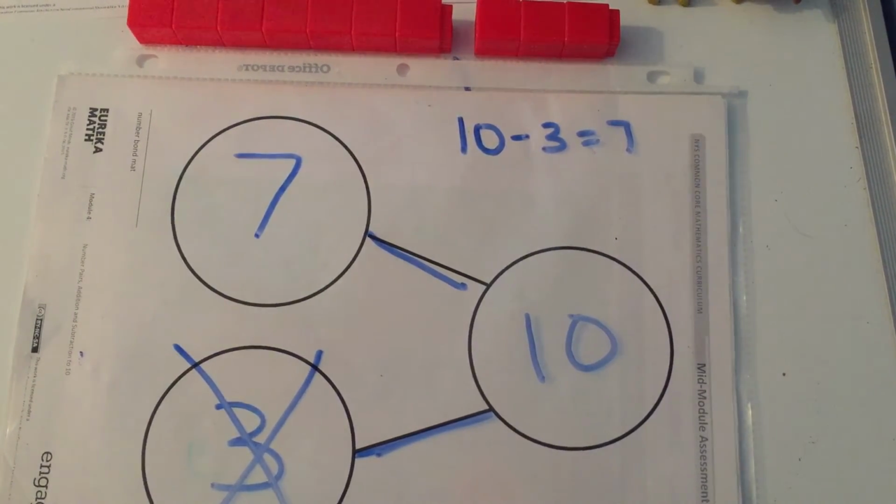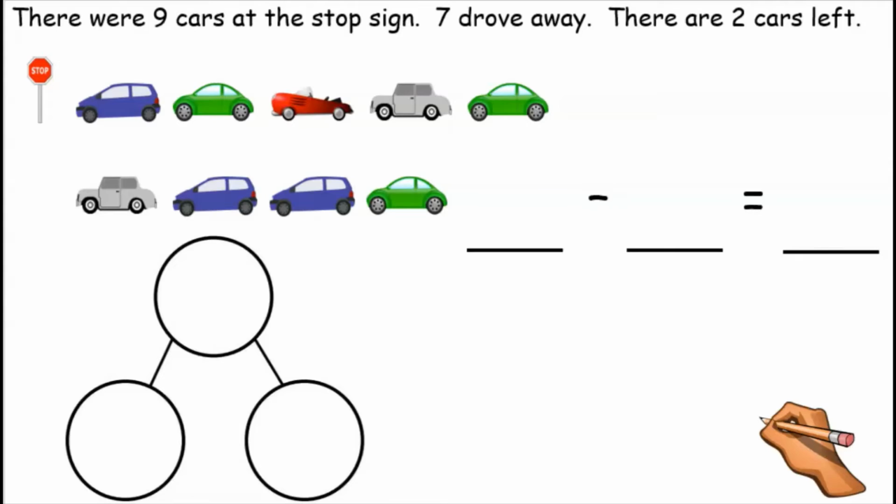Let's jump in and do some more practice. I have a story, and after I'm done reading my story, you guys are going to fill in this number bond and number sentence to match the story. There were 9 cars at the stop sign. 7 drove away. There are 2 cars left.